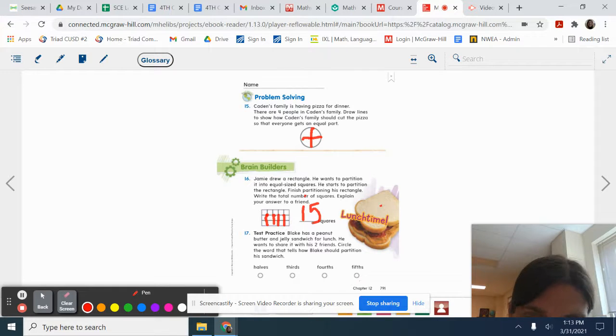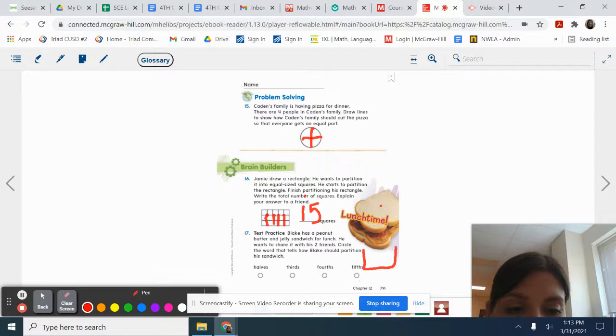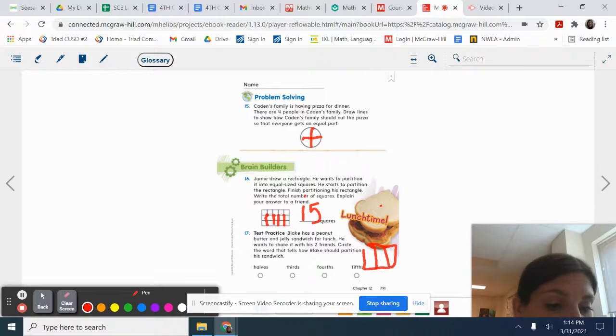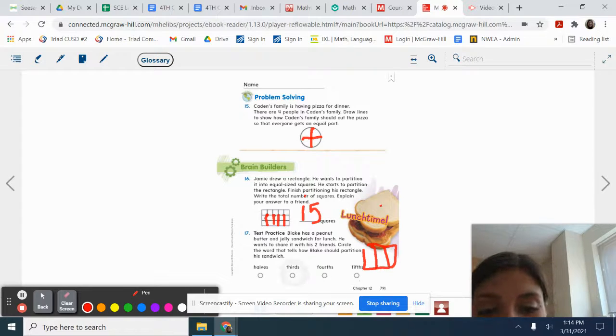Number 17, test practice. Blake has a peanut butter and jelly sandwich for lunch. He wants to share it with his 2 friends. Circle the word that tells how Blake should partition his sandwich. So if Blake has a sandwich and he wants to share it with 2 of his friends, you still have to include Blake. So we have Blake and his 2 friends, and they want to have equal pieces. So we need to divide that sandwich up into 3 equal parts. So we're going to draw 2 lines to give us 3 equal parts, and that would be considered thirds.